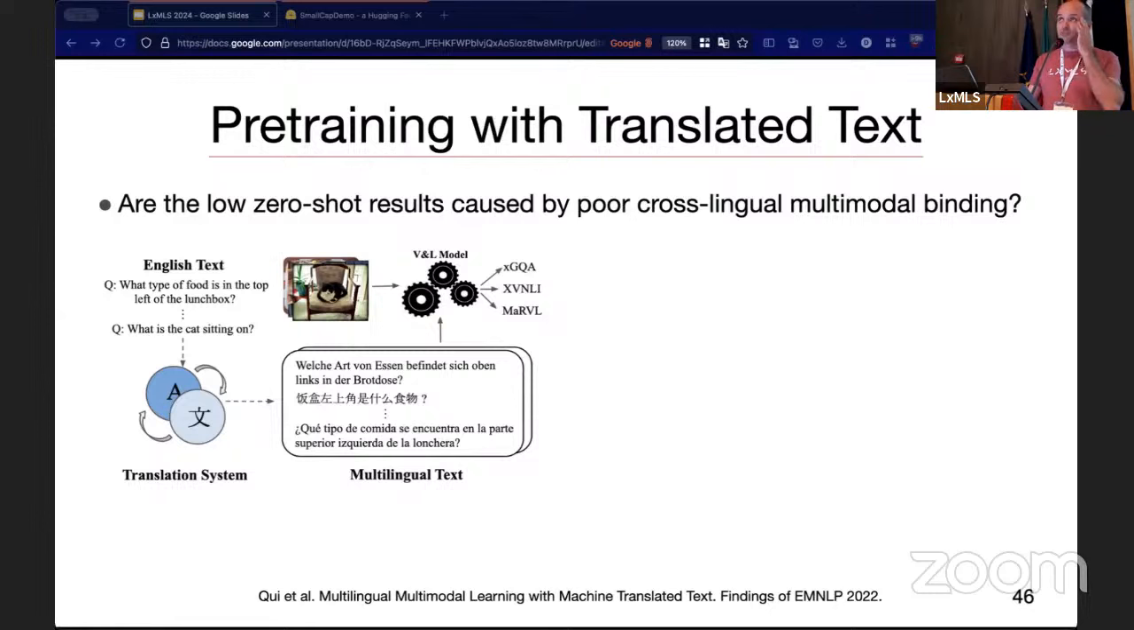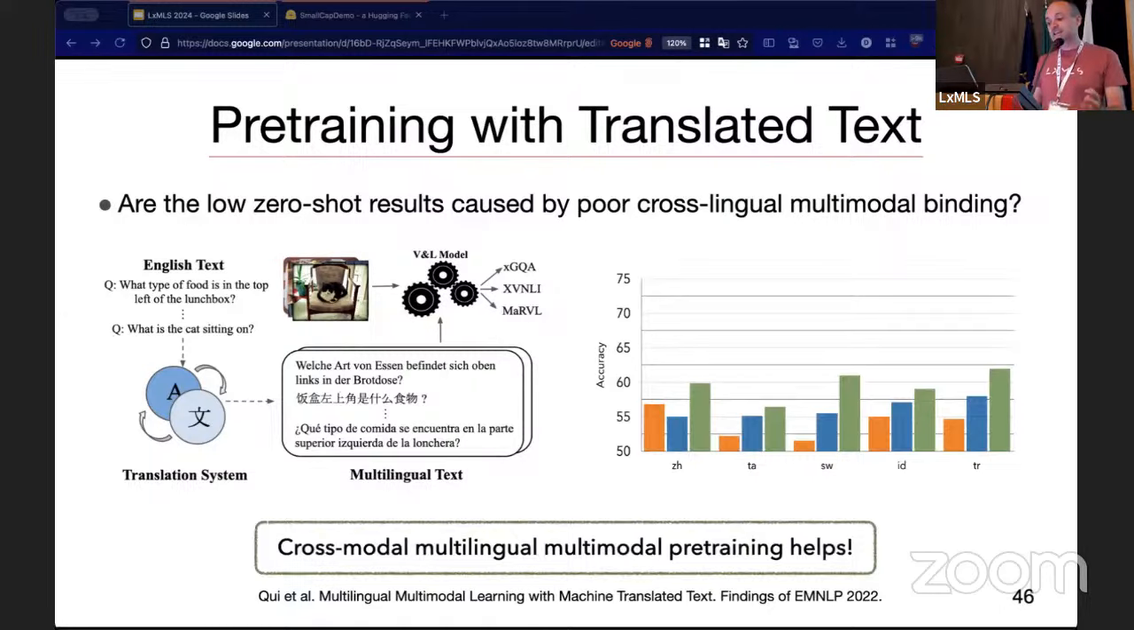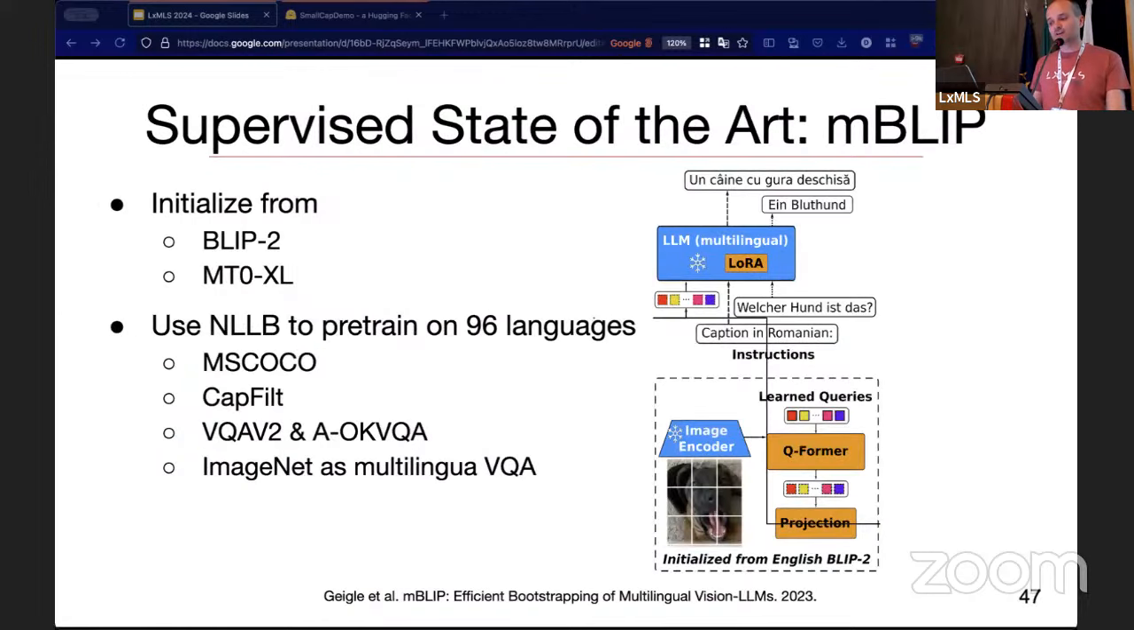It took us about 3 weeks of non-stop decoding, which infuriated many people in the lab, in order to create all of this translated data. We had to filter it because so much of it was noisy nonsense that you couldn't use. And then at the end, we did increase performance by like 3 or 4 points. So that was thrilling to see that the low zero-shot performance was partially caused by this lack of high quality binding.